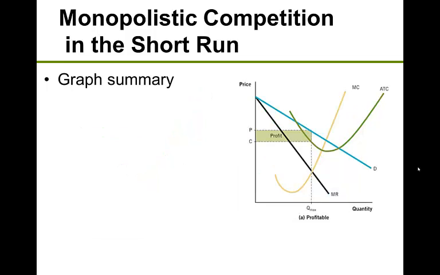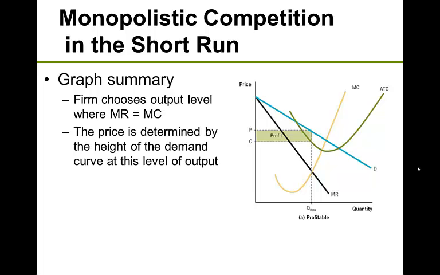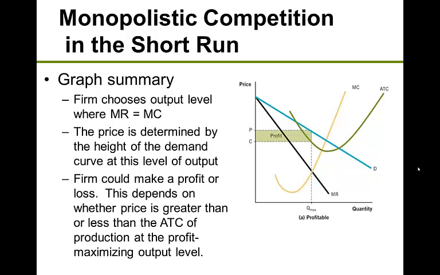So just a quick graph summary of what's going on. My firm is going to set a quantity, an output level where marginal revenue is equal to marginal cost. The price is determined by the height of the demand curve at this level of output, and the firm can make either a profit or a loss, and it depends on where the average total cost curve is in relation to the demand curve at this output level.